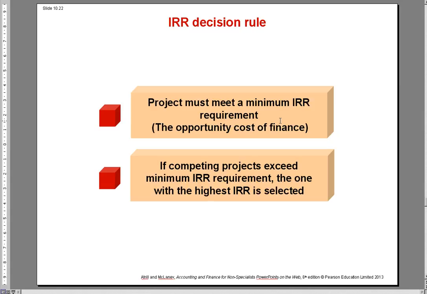That's a little bit of an awkward thing to say, but we'll take it. In later studies, you'll qualify that. In competing projects, if they exceed the minimum IRR requirement, the one with the highest IRR is selected. That doesn't always give the best decision, but in most circumstances it will, so it's kind of good enough.